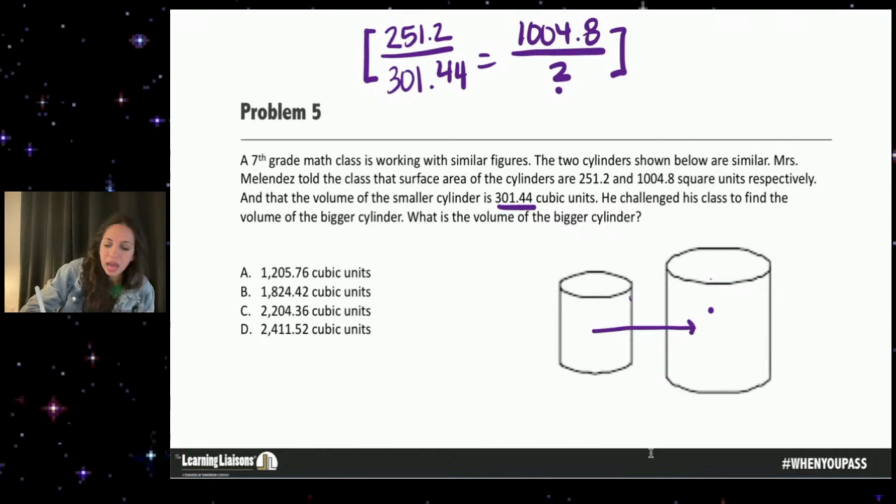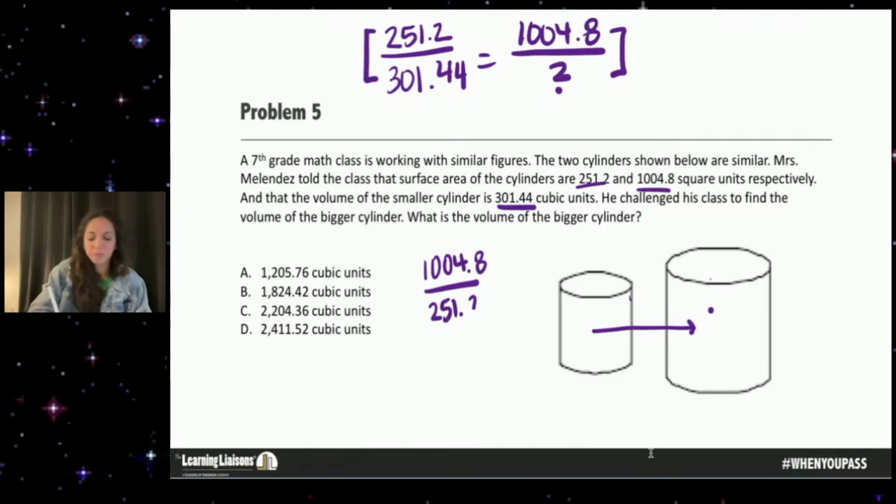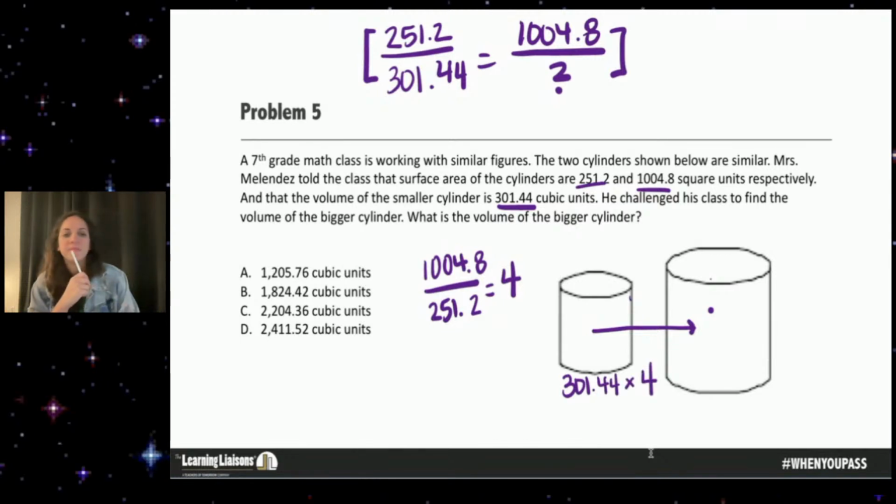So I have 1004.8 and I have 251.2. I'm going to divide those. 1004.8 divided by 251.2. Let's see what that is. That equals 4. What does that mean? That does not mean I take 301.44 and multiply it times 4.